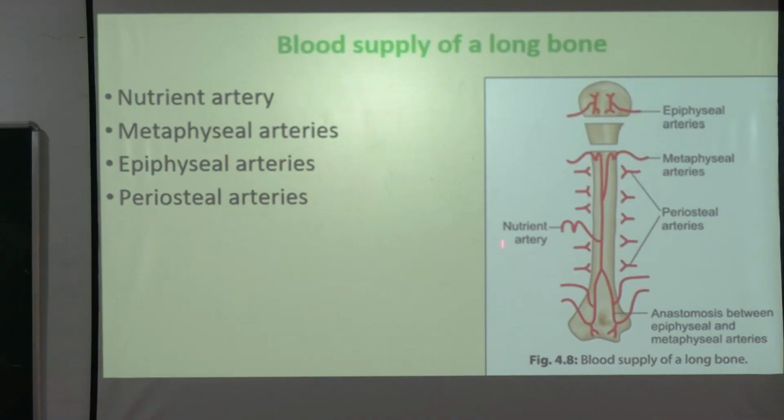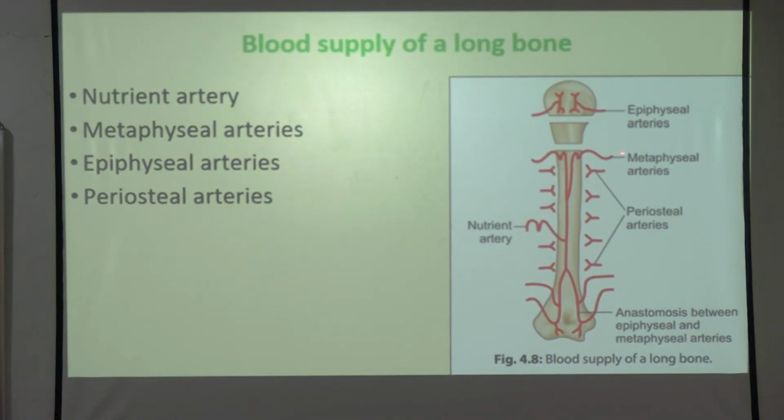Metaphysis ends, right? So, this one is going towards the metaphysis and this one is going down to the metaphysis as well. And then there is a dead zone. After metaphysis, it cannot progress because we have this epiphyseal plate, which is barred there. So, at the metaphysis, it reaches there, then it finds no space to grow further.